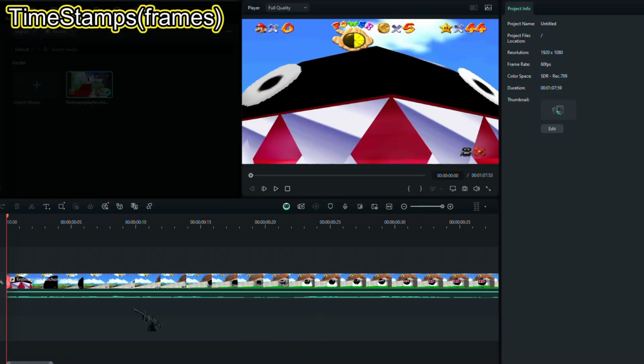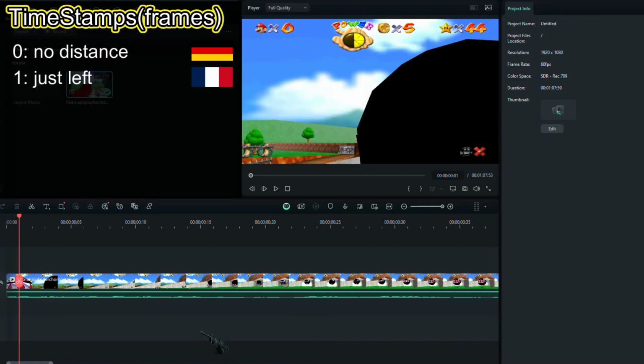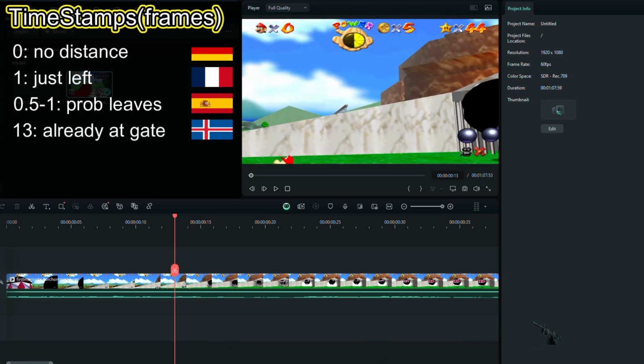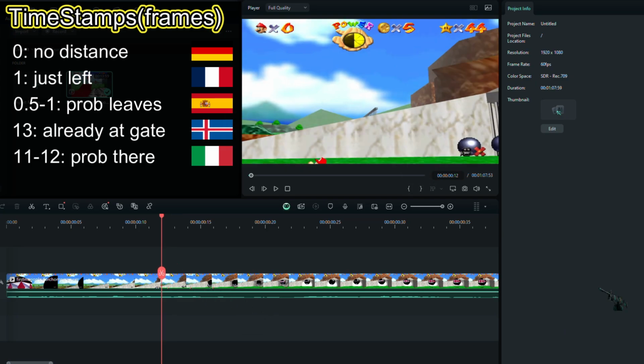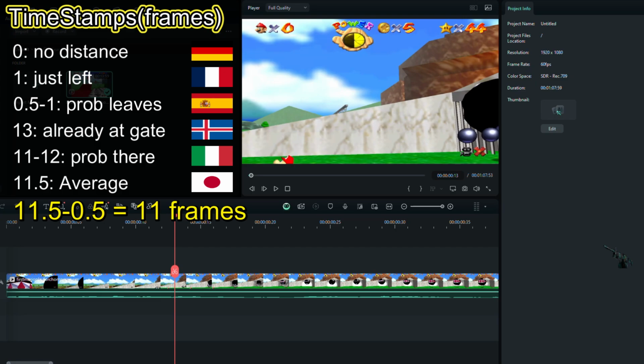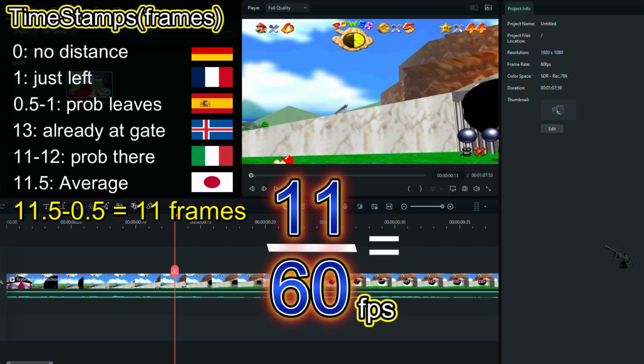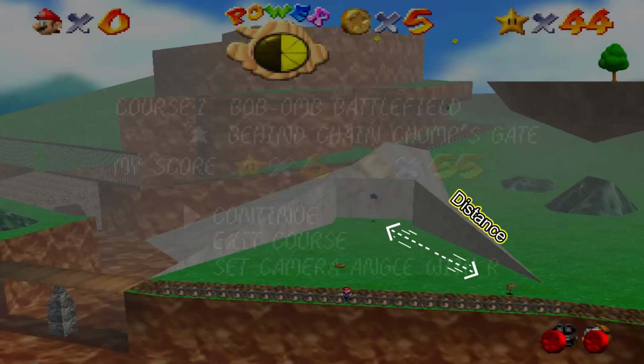Let's see at what time he travels this distance. 0, he's still there. 1, already left. 0.51, he leaves. 13, he's already at the gate, which we can tell since his chain has gotten tighter. 11, 12, but we don't know for sure. 11.5 is the most realistic answer. So he travels this distance in less than 1/5 of a second. The last thing we need is the distance it travels.